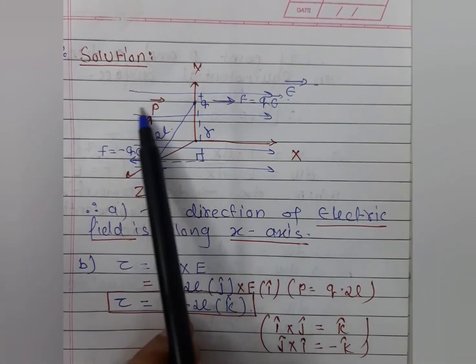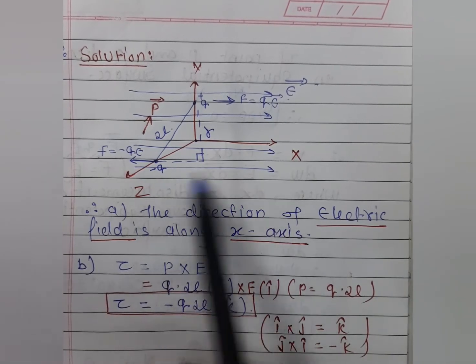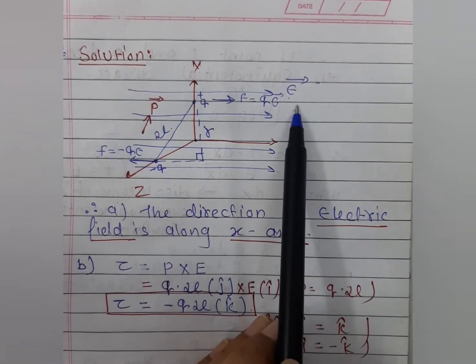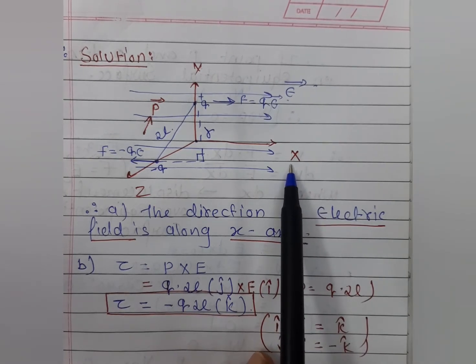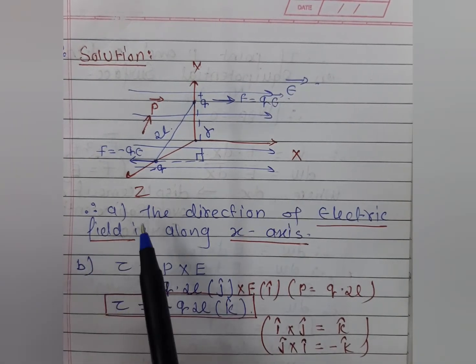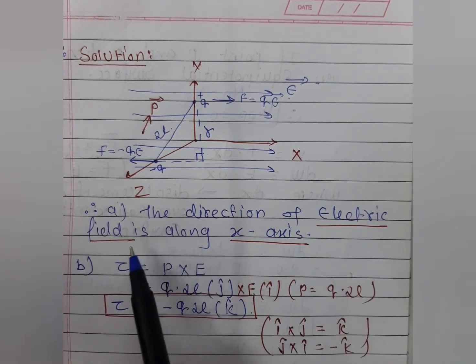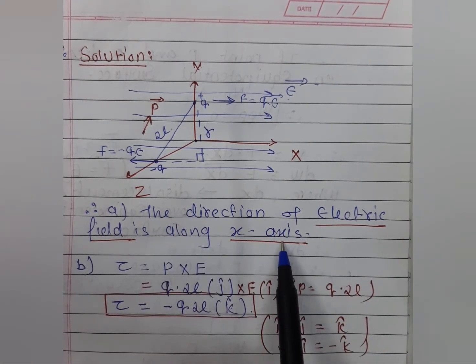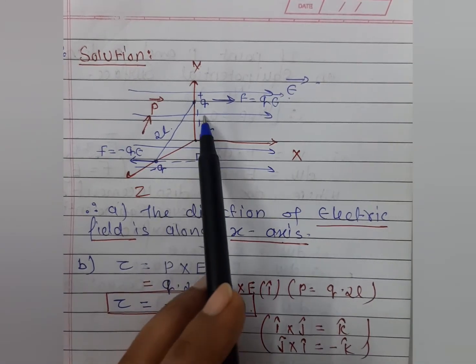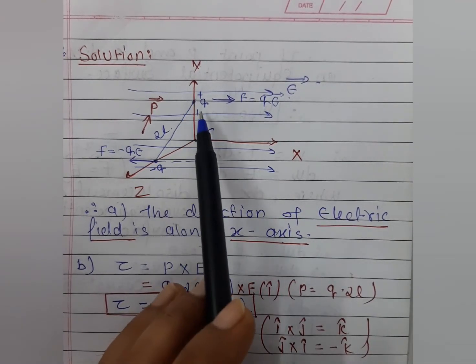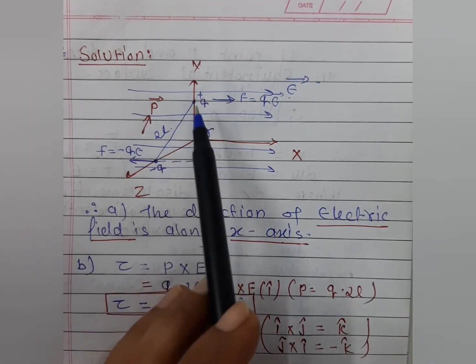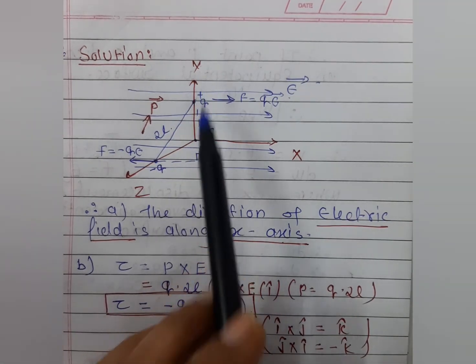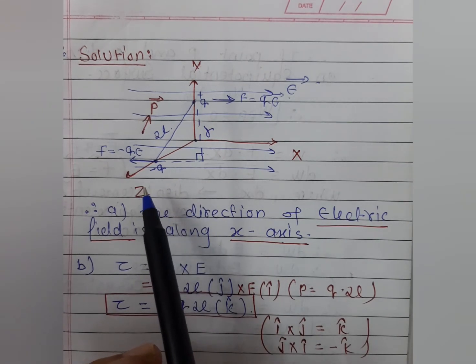So here we consider a surrounding electric field intensity. You can see, students, the electric field intensity is along the x-axis. So our first question, what is the direction of the electric field intensity? The direction is along the x-axis. The two charges, minus q and plus q, are separated by a distance 2l. The plus q charge is on the y-axis and the minus q charge is on the z-axis.